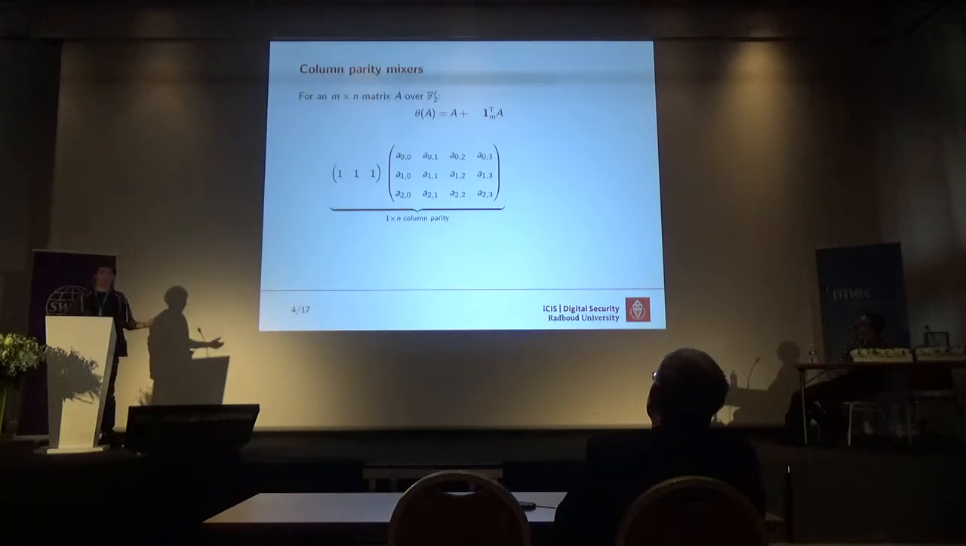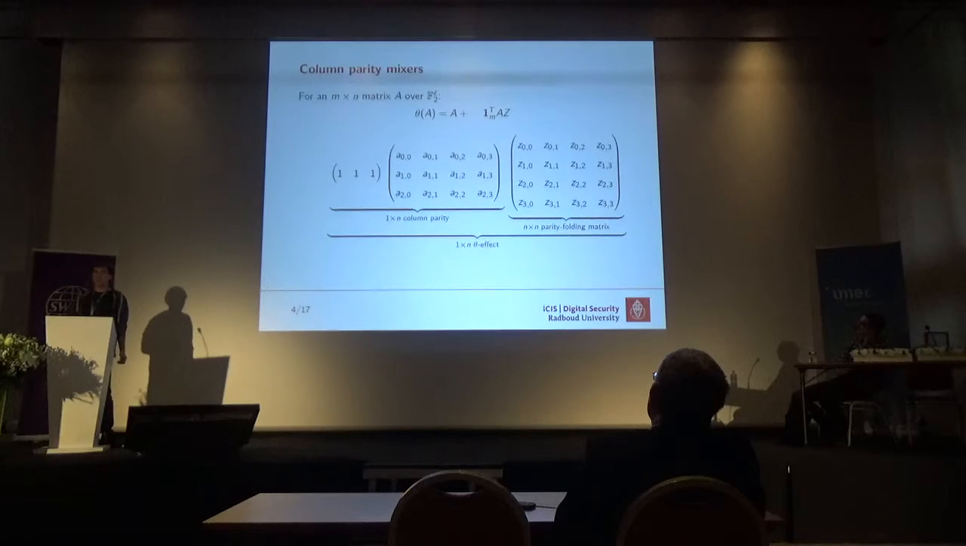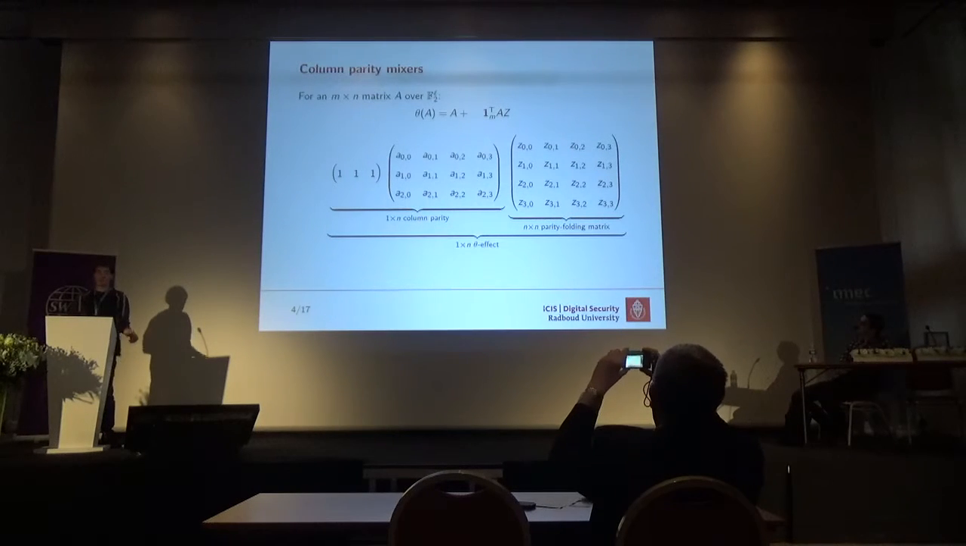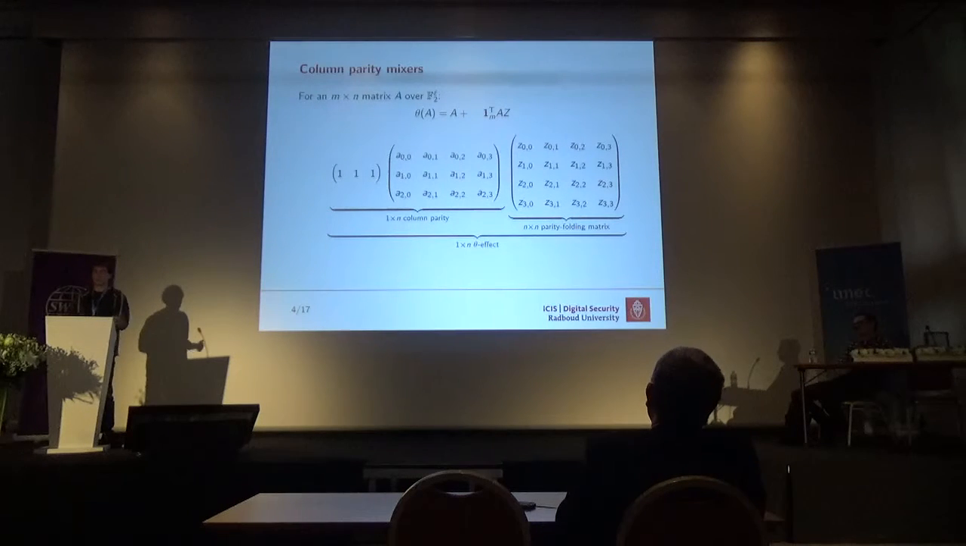So we call this the column parity. And then we want to do some linear operation on this column parity. And we do that by multiplying with a different matrix after that, which we call the parity folding matrix. And that specifies what computation we're actually doing on these column parities. And together this is a vector, and we call this the theta effect. So the effect caused by this mixing layer.